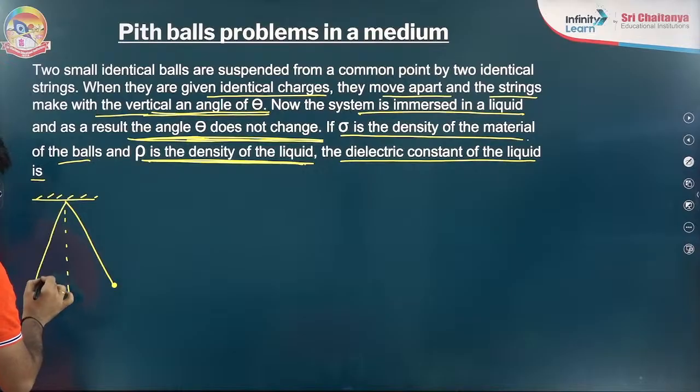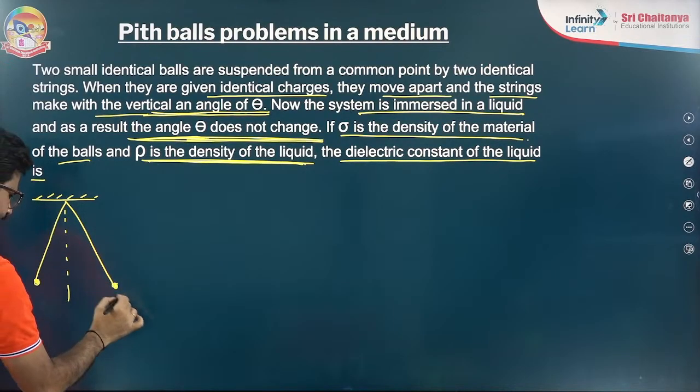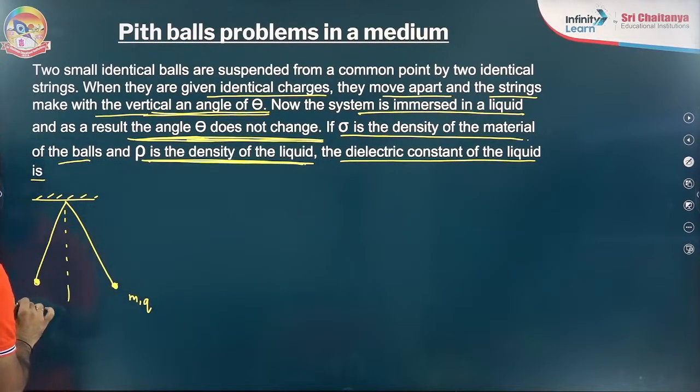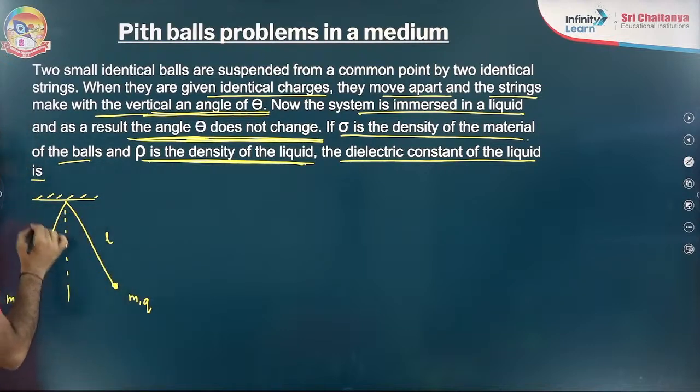These are two pith balls. Their masses are equal, mass m, charge q. Mass m, charge q. Their length, I am assuming, is L, equal. With the vertical, this angle is theta. It is also theta. No problem about it.